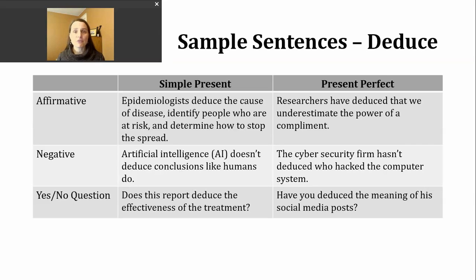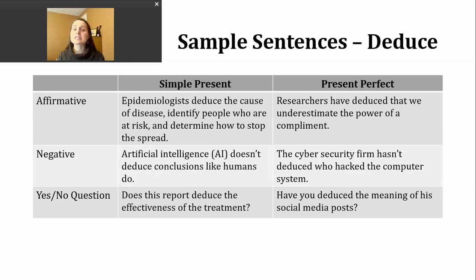And in the affirmative, the thing you need to remember is that our verb will change a little bit based on the subject. So if the subject is I, you, we, or they, then you just use this base verb, deduce, exactly like it's spelled on the screen. But if our subject is he, she, or it, so one person or one thing, then we need to add an S to the end of the verb. And this is only in the affirmative. So let's take a look at an example sentence.